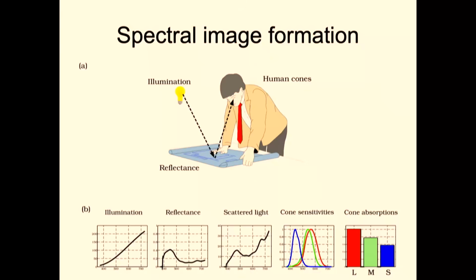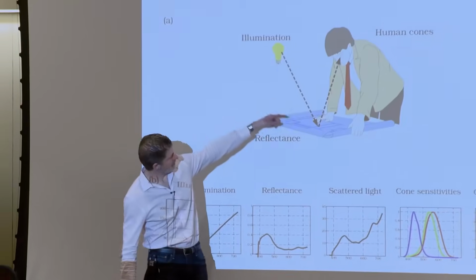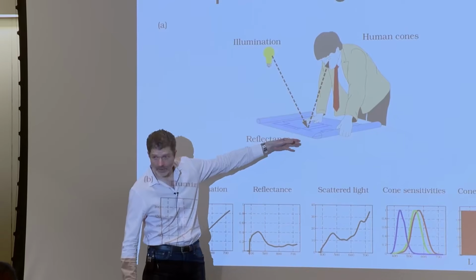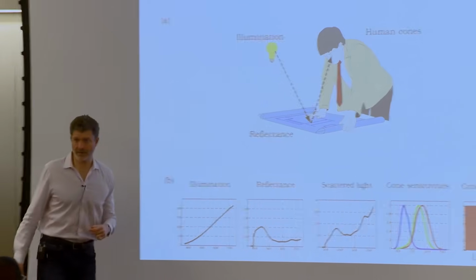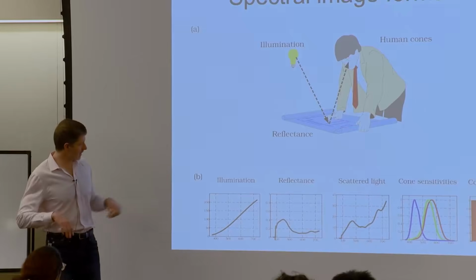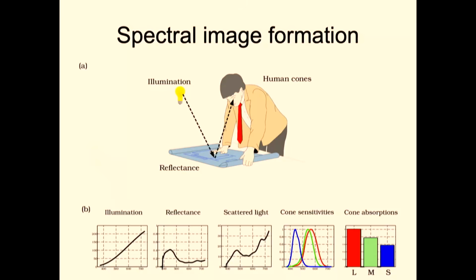Okay, so here's a picture that kind of depicts what happens when you create a spectral image. You've got a person looking at a surface, and there's a light source, the illumination. Photons from the light source hit the surface, some are absorbed, some are reflected back, they enter the eye and are absorbed by the cones, producing cone responses. The bottom row shows the different quantities involved in this process.